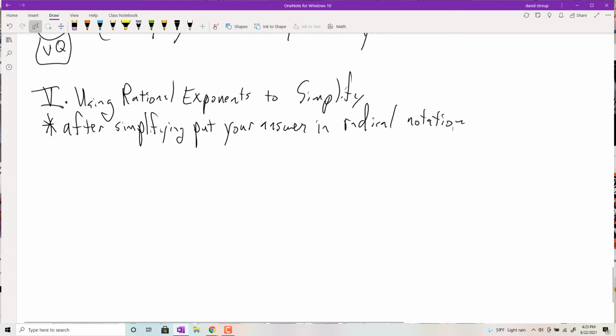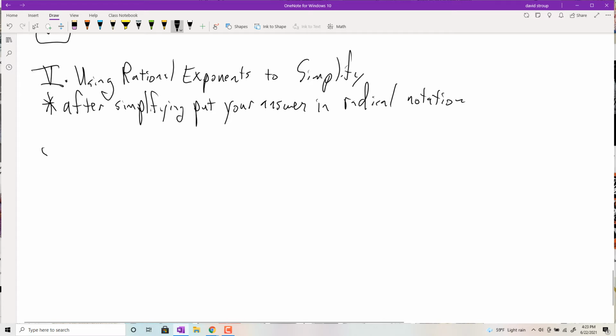Okay, so let's take a look-see at what this is about. Again, we don't have to worry about absolute values. The book will say, presume that all the variables represent non-negative numbers.